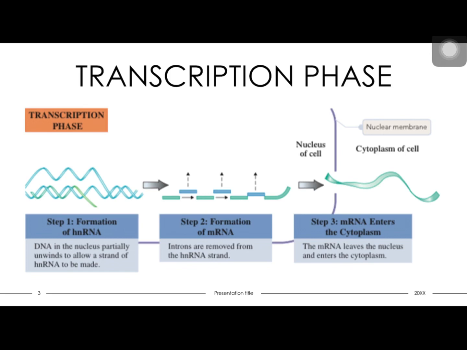So what will happen in step 1, the formation of hnRNA, is that DNA in the nucleus partially unwinds to allow a strand of hnRNA to be made. DNA is a double helix, meaning it has two strands that are coiled together. And this is unwound by the RNA polymerase during the transcription process and exposes some bases or genes. Everyone, we need to remember that these bases or genes have their corresponding partner.